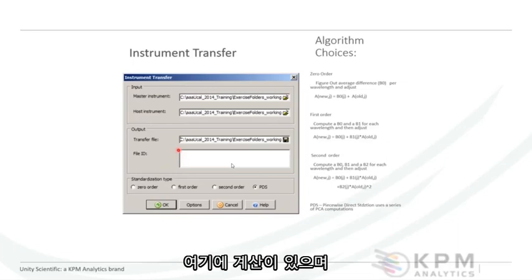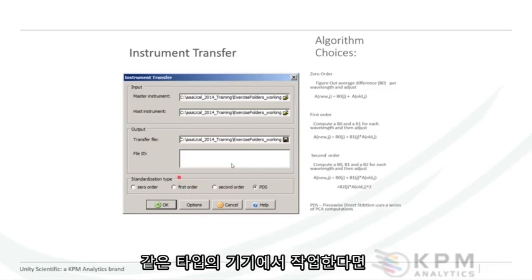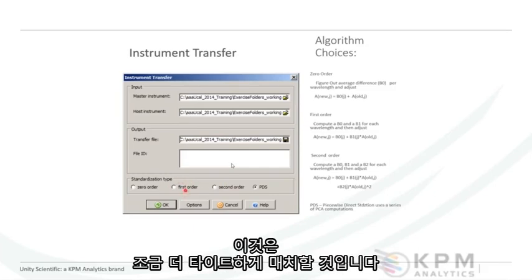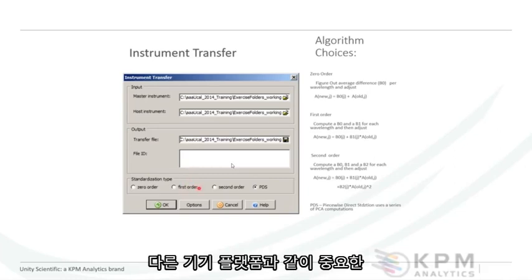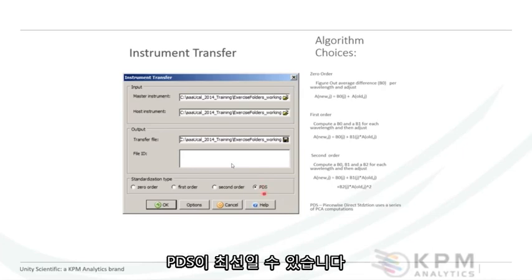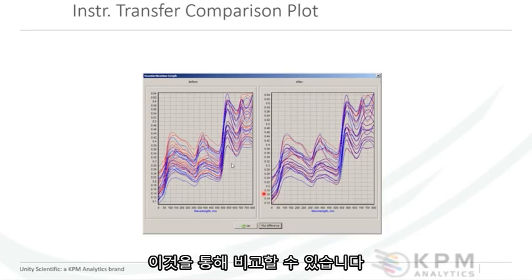There's a calculation in here, and you've got the option to do different standardization types: zero order, first order, second order, the piecewise direct. Again, if you're working with instruments of the same type, you just want to match them a little bit tighter, I would stick with first order. If you're making a significant difference, like across different instrument platforms, piecewise direct might be your best. Okay? You can compare this.